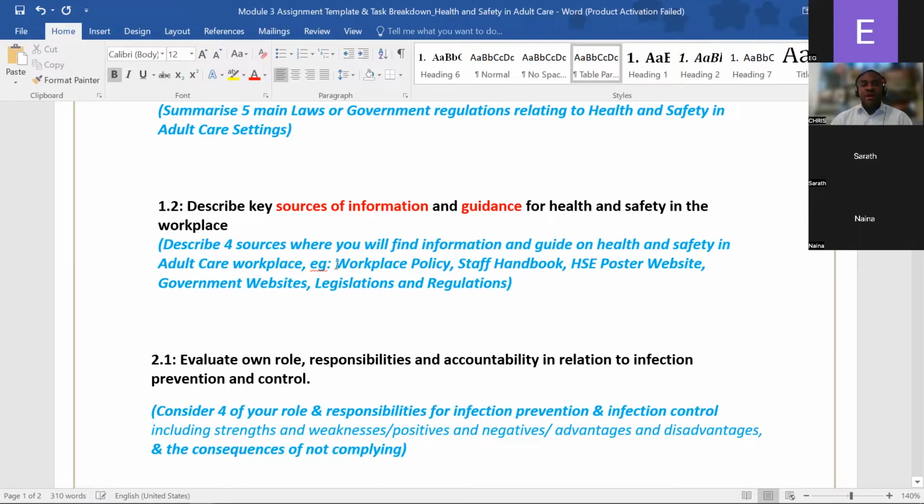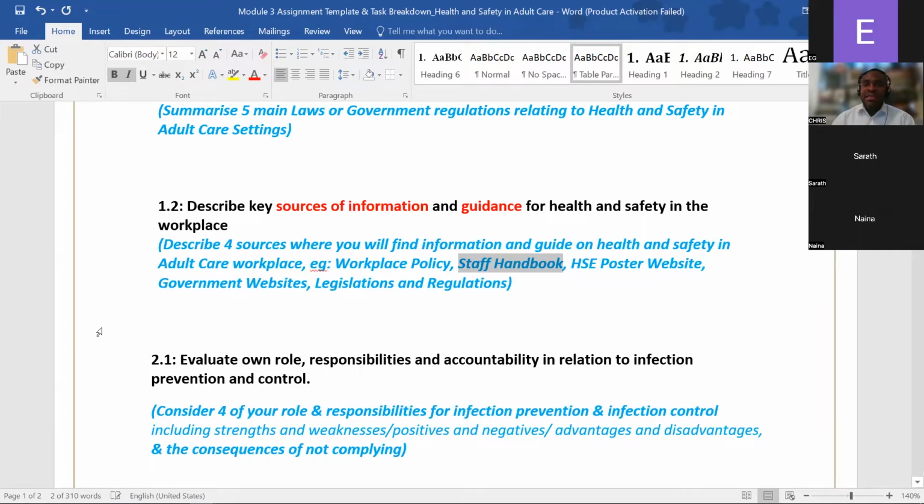So for example, you're talking about your workplace policy. I've given you some guides here. In your policy, you will find the sources of information. Then you have the staff handbook. The staff handbook most of the time will have the policies. It will also tell you what the do's are, what the don'ts are. It will tell you what the procedures of this workplace are. It will tell you when you feel sick, this is the procedure to follow. If you have complaints, this is the procedure to follow. It is the how and what to do manual.